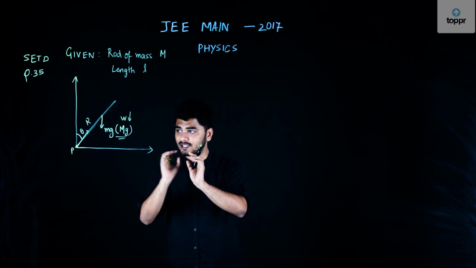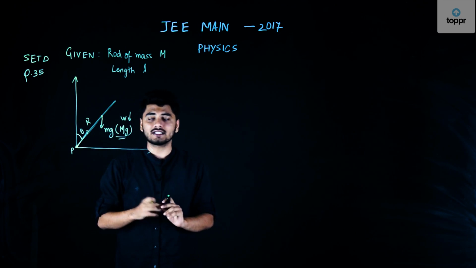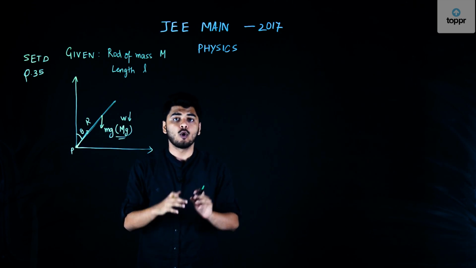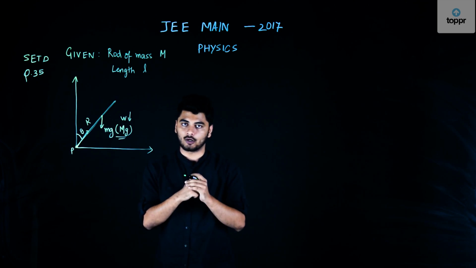Now the assumption here is fairly simple, as we are not very sure about the nature of the reaction R which is applied from the ground on the rod. Why don't we just take this point P to be the point of consideration of torque?